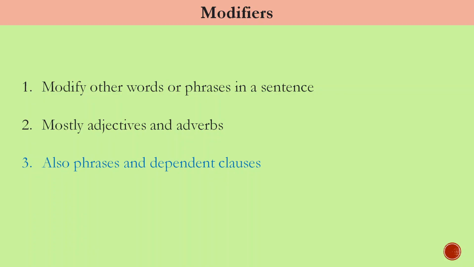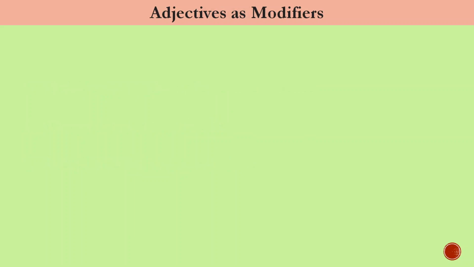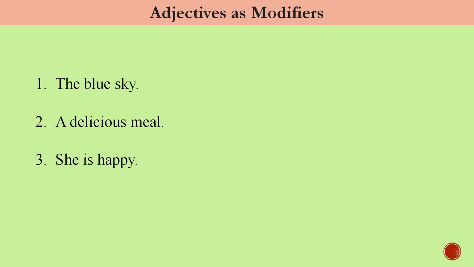First of all, let's come to adjectives. So adjectives as modifiers. Let's have a look at these three examples. In the first phrase, the blue sky, here the word blue is an adjective which modifies the noun sky. Similarly, number two, a delicious meal, here delicious is acting as a modifier to the noun meal.